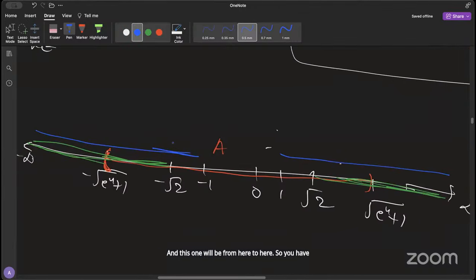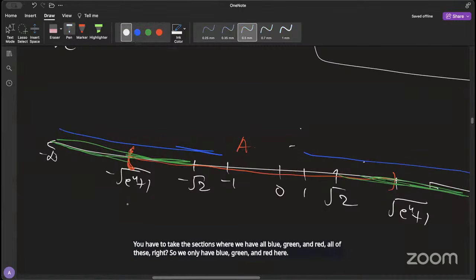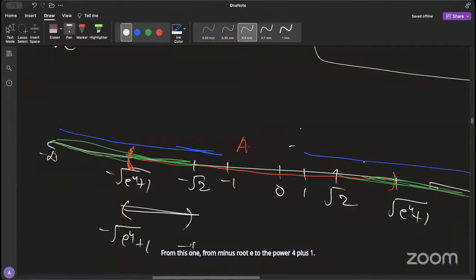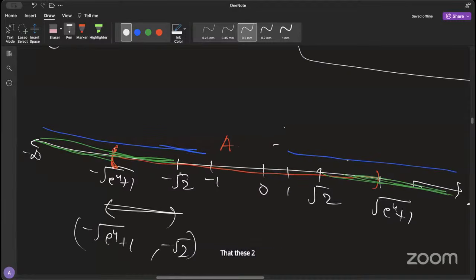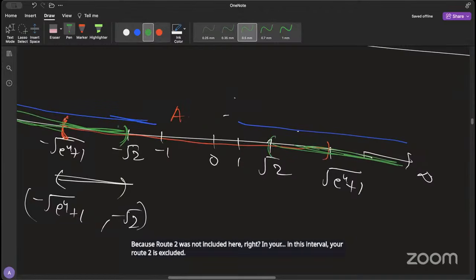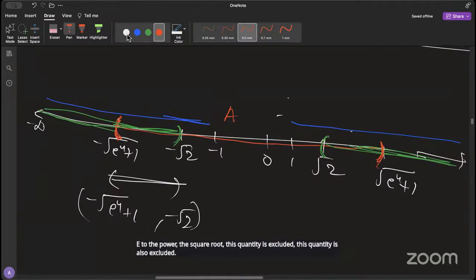So you have to take the intersection, the sections where we have all of blue, green, and red, right? So we only have blue, green, and red here, from minus root e to the power 4 plus 1 to minus root 2 in this interval, where these two are not included, because root 2 was not included here, right? In this interval, your root 2 is excluded. Here also minus root 2 is excluded, and this quantity is also excluded.